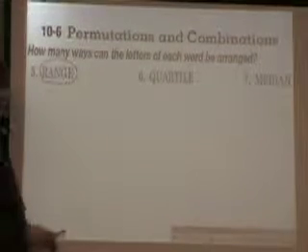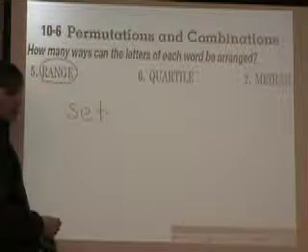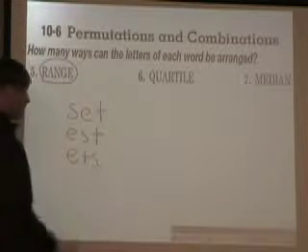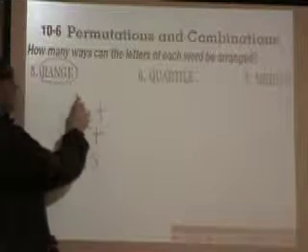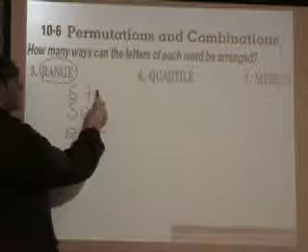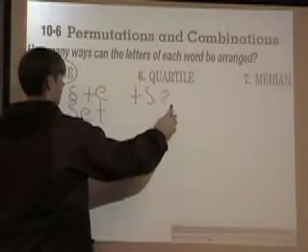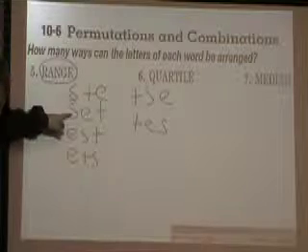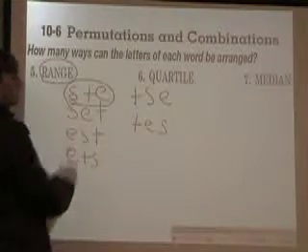Now, here we've got the word range. Let me show you a short word and you help me. Let's say we have the word set. S-E-T. That's one way we could do it. We could do E-S-T and we could do E-T-S. Right? Then we could start with the T or the S. Now another way we could do it is to start with the T and say T-S-E and T-E-S. So how many different ways could I order the word set? 6 different ways, right?